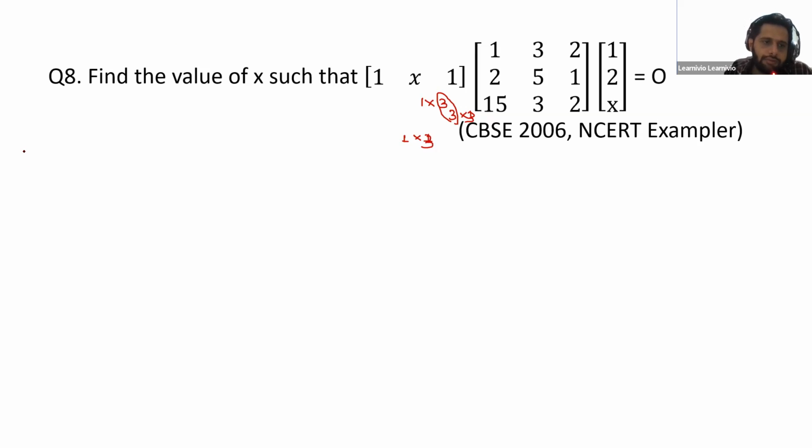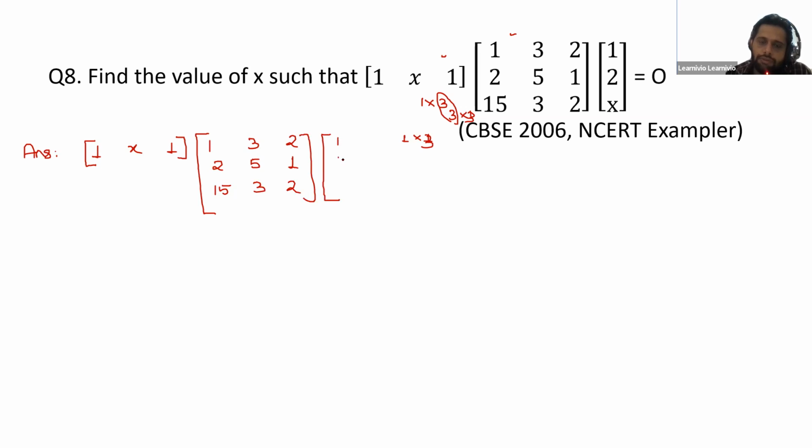Okay, in this question, first of all, multiply these two matrices. This one will remain as it is. So how can you multiply this one? First row, first column. You can multiply like this: this with 1, x, 1. Next you have this matrix, which is 1, 3, 2. Next you have 2, 5, 1, 15, 3, and 2. And this is 1, 2, and this is equal to the null matrix.